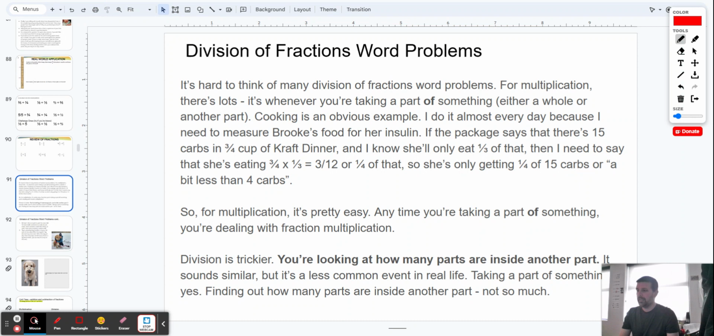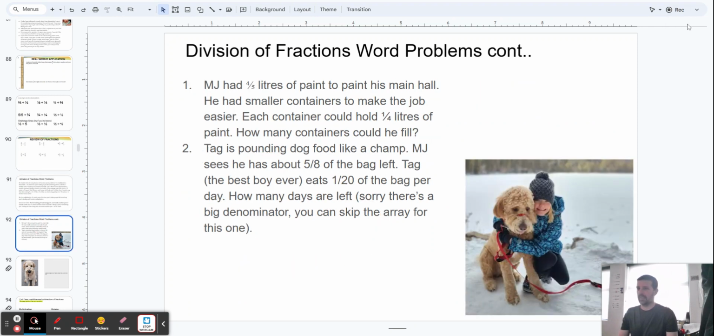Okay, word problems. Now division is trickier, like I say here, because you're looking at how many parts usually are inside another part, right? It's like how many 1/5 are inside 1/2. Like it's kind of harder to think about a real life sort of scenario. So I've got two that we'll look at together right now.